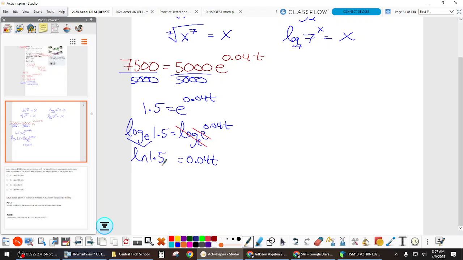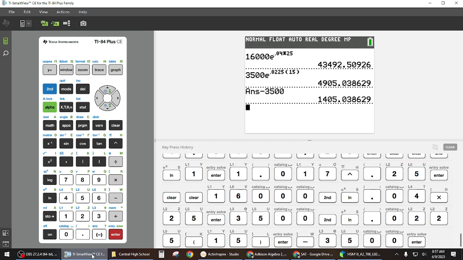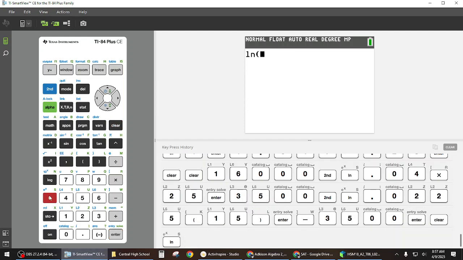Just ballpark it. What power of e would give 1.5? Yeah, like maybe a half power, or maybe 3/4 or so, right? And then we would just divide off the 0.04. Okay? So go ahead and on your calculator do the natural log of 1.5 and see if you're right. Okay, you said half, this is 0.4, so yeah, you did a good job.